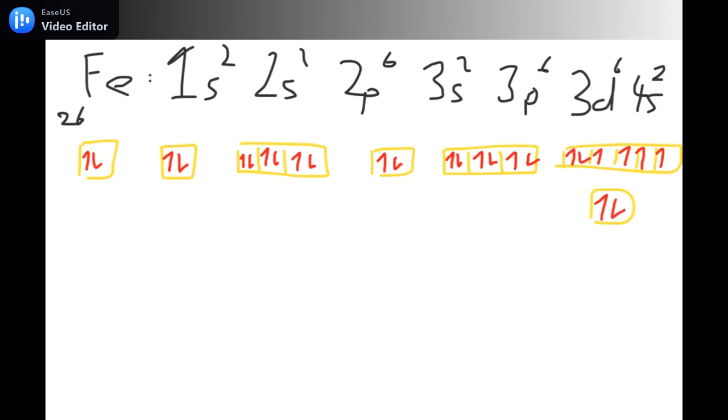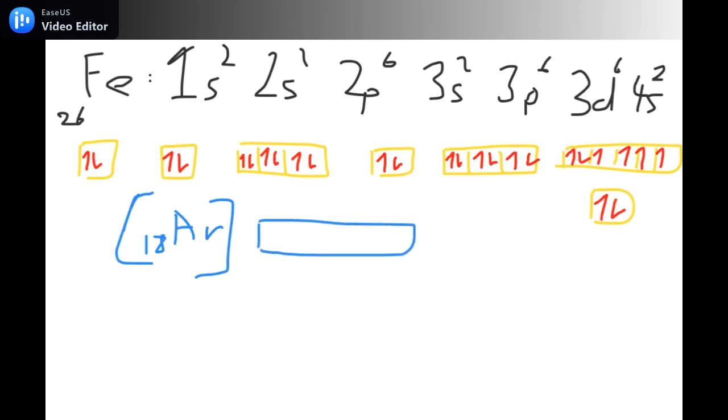If we wanted to write this configuration in the shorthand method, what we could do is write argon 18 and then only write the 3d and 4s subshell. So that would be like first filling singly and then the second one. So this would be the shorthand configuration. Both are correct.